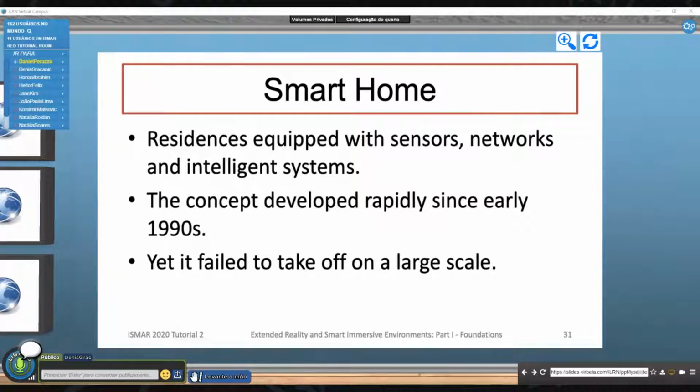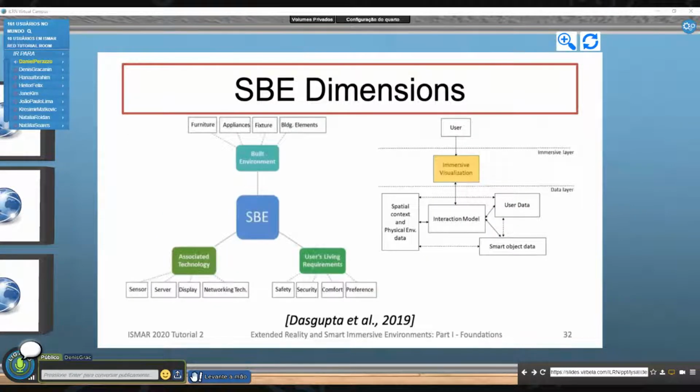What's also missing in terms of smart home is design, how we can actually design smart built environments. And the effort that we're trying to do is to say, okay, let's see how do we design traditional built environments using some traditional architectural methodology. In that situation, we really deal with built environment and users' living requirements.